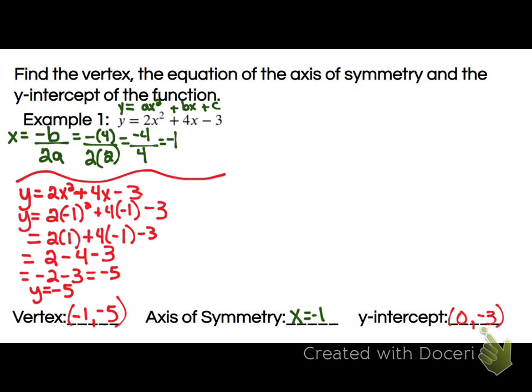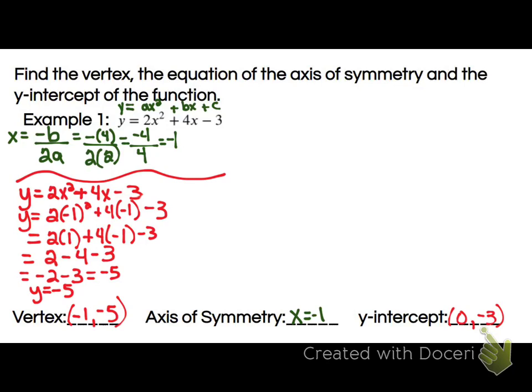I thought you put the -5 on the y-intercept. No, our y-intercept is going to be our c, which is negative 3. Okay? That negative 5 is the y-axis. Why is the y-intercept x 0? Because if you remember, at the y-intercept my x value will be 0, then my y would be negative 3.